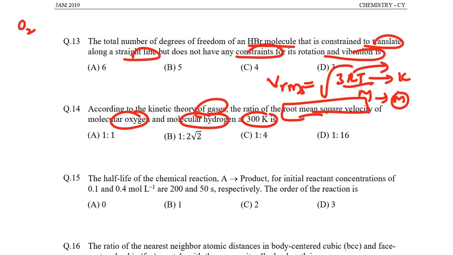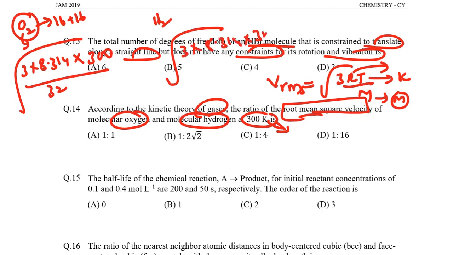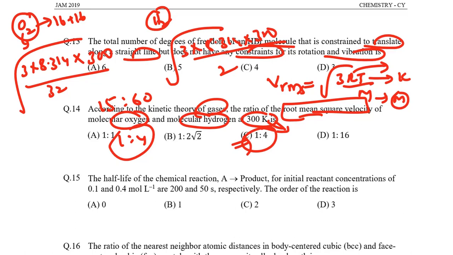Now just consider the O2 molecule. For that, 3 into 8.314 into 300 Kelvin, because we are given a 300 Kelvin temperature, by the mass of molecular oxygen, 16 plus 16, that is 32. And for the H2 molecule, 3 into 8.314 into 300 by 2, because H2 mass is 2. From that we can get 1:4. Just check 1:4 in option C. That's why option C is our answer.